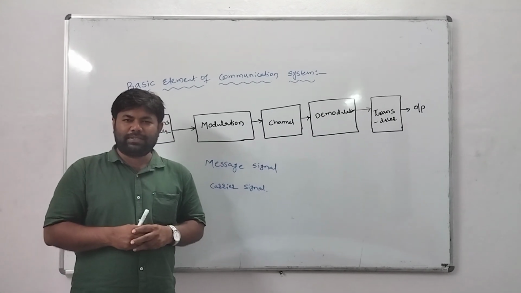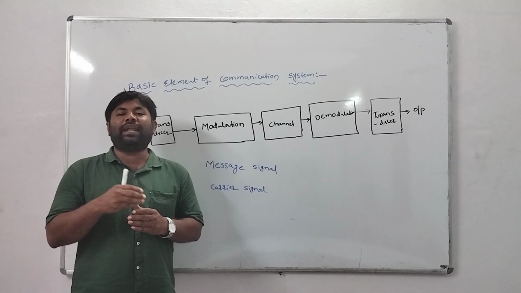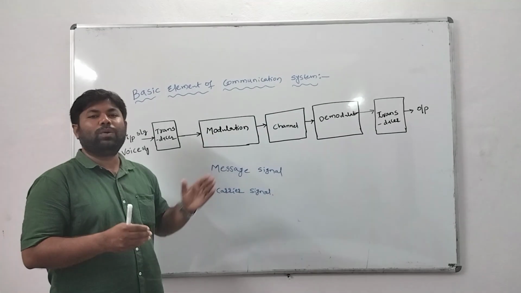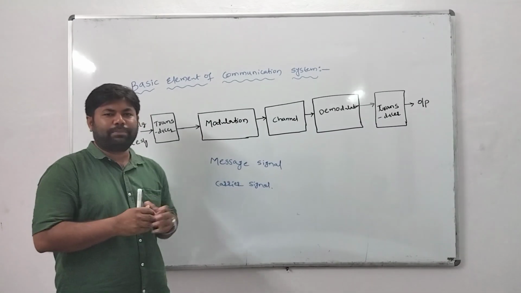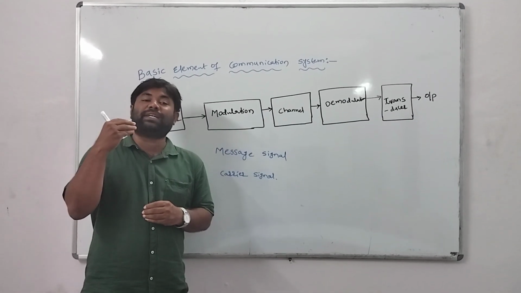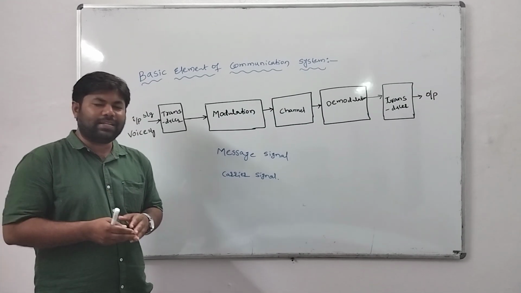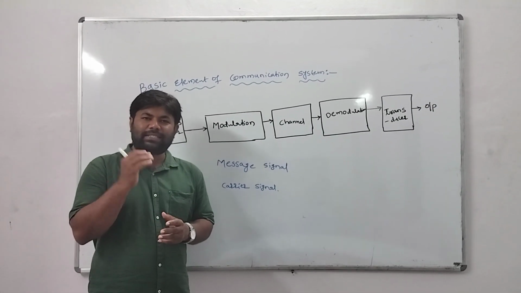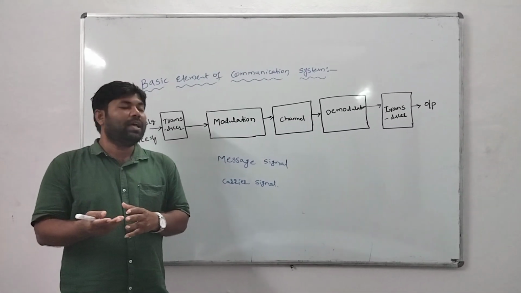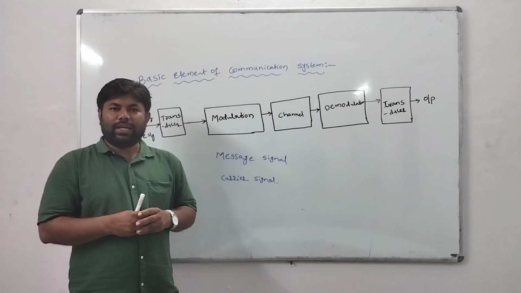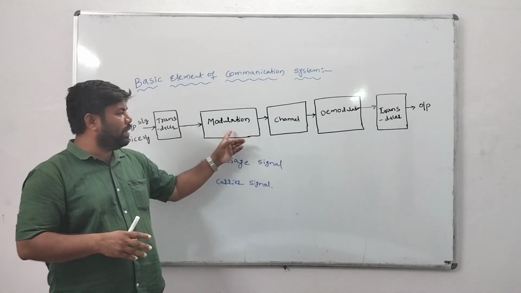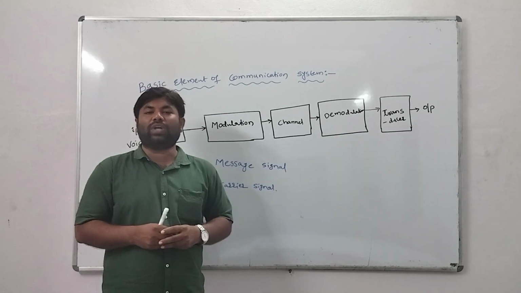Now the job of modulation is this: the carrier signal is changed according to the message signal, and we call the result the modulated signal. In the modulation process, some encoding is done, and the transmitter part is also handled. Encoding means the analog signal is converted into a digital signal. That is why we use the modulation or encoding process. The modulation output is then given to the input of the channel.